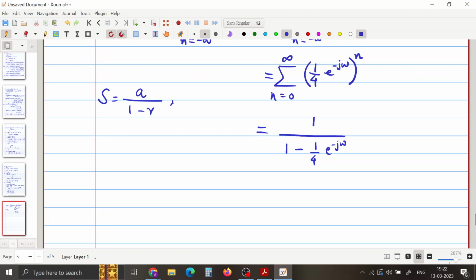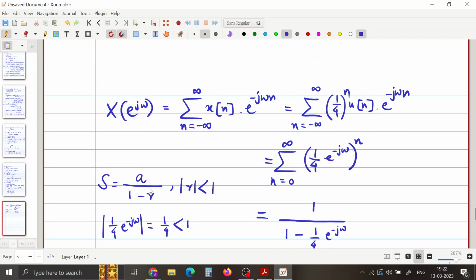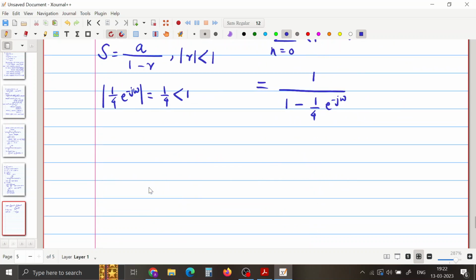And this applies only when the common ratio is less than 1, which is true here because the magnitude of 1/4 e power minus j omega is actually 1/4, since the magnitude of e power j theta is 1. So this satisfies the condition, and that's why it converges to a finite value. So this is the Fourier transform of x of n.